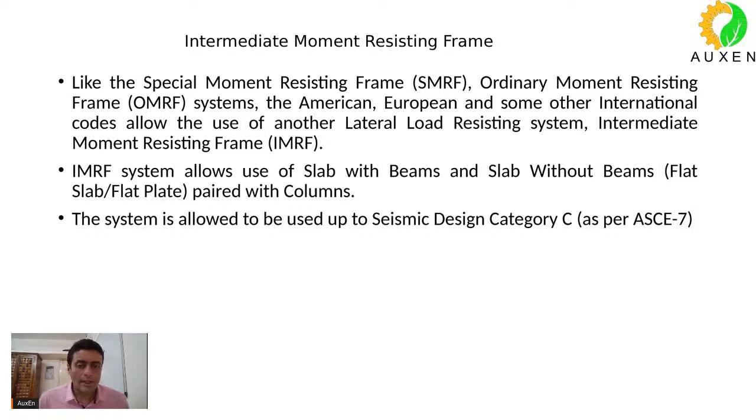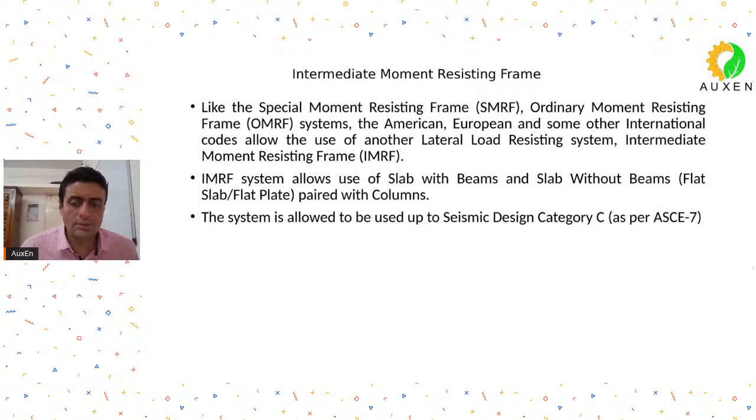All right. But in this case, the system that I'm going to talk about now, the intermediate moment resisting frame system, you can use it up to a seismic design category C. So in the American scenario, you don't get zones like zone 2, zone 3, zone 4, zone 5. You have the seismic design categories B, C, D, E, and F. That is a more scientific system of classification, unlike the system that the Indian code has adopted, which is not a proper system to classify.